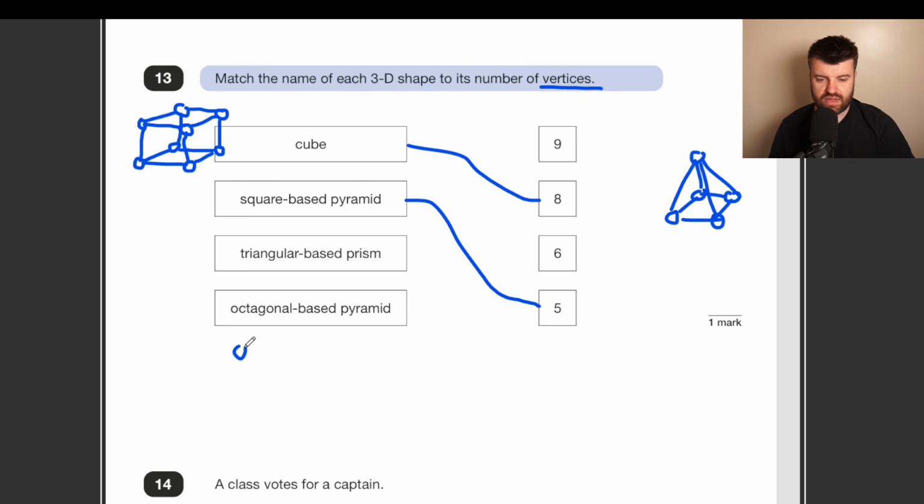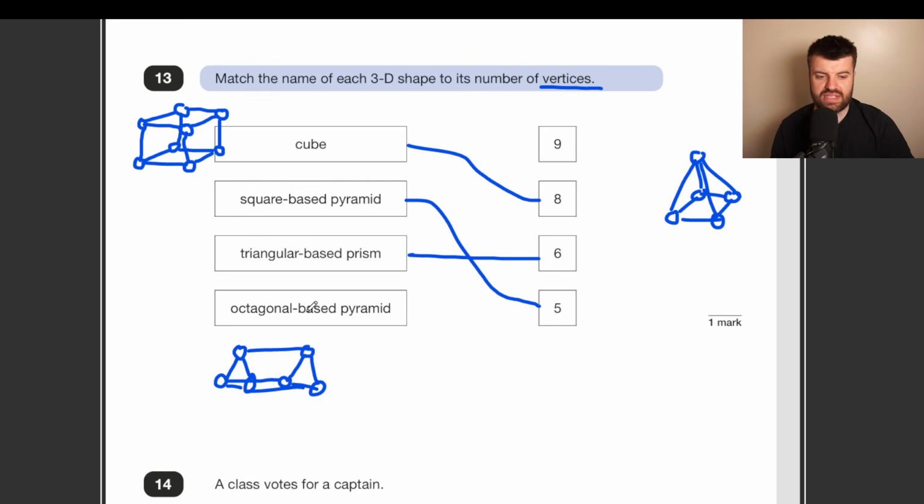Triangular prism. Okay, I'm going to keep drawing. I'm going to have a triangle at one end, so that's 3 straight away. And the definition of a prism is simply you have the same shape at the other end. So there's 3 more. And all we do now is just join them. So there's no more vertices to draw in. 3 at one end, 3 at the other. So therefore we have 6 vertices with a triangular-based prism.